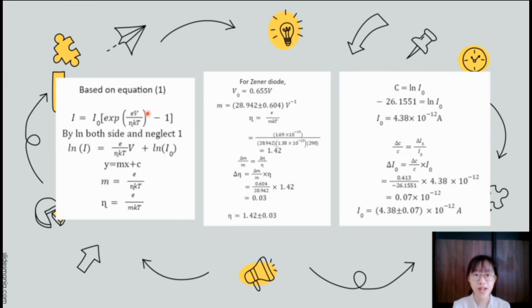Based on calculation, we can get an equation. Based on equation 1, we take the ln of both sides and neglect 1 because the value for I0 is very small, so we can neglect it. And then using the equation we obtain from least square method, we will get the formula to calculate eta. And then we sub in the value, and finally we get the eta for Zener diode is 1.42, which is reasonable because it is between 1 to 2. And then again we use the equation obtained from the least square method to get I0. I0 for Zener diode is 4.38 times 10 to the power of negative 12 ampere.